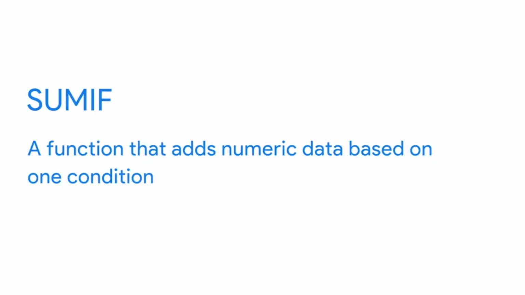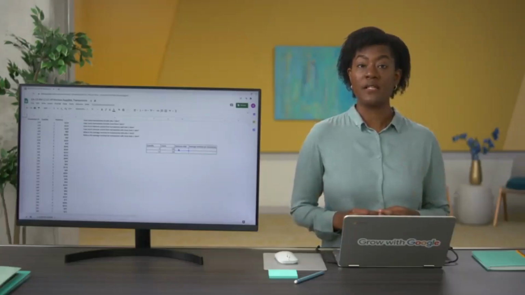Since the data isn't organized by quantity, we'll use the SUMIF function to help us add the revenue for transactions with one item and with one more item separately. SUMIF is a function that adds numeric data based on one condition. Building a formula with SUMIF is a bit different than one with COUNTIF. They both start the same way with an equal sign and the function, but a SUMIF formula contains the range of cells to be evaluated by your criteria and the criteria.